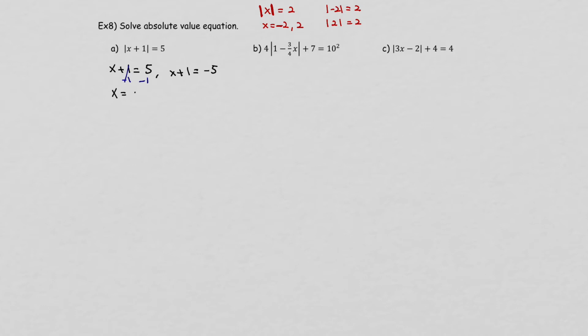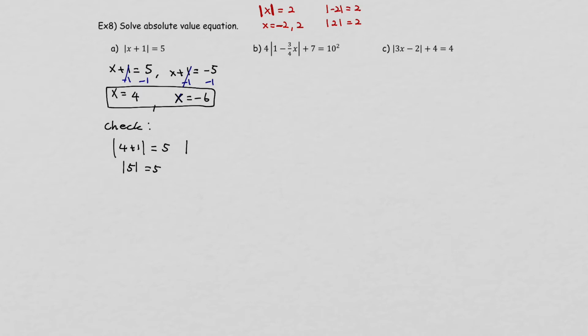So it will be 4. This one, when you subtract 1, x is negative 6. So you can have either solution, right? You can also check this. If you have 4 plus 1, absolute value is 5, because this is absolute value of 5, right? Or if you have negative 6 plus 1, that is equal to absolute value of negative 5, which is 5. So either way, you're going to make these equations satisfied.